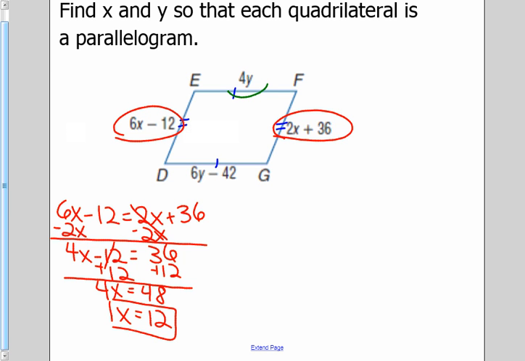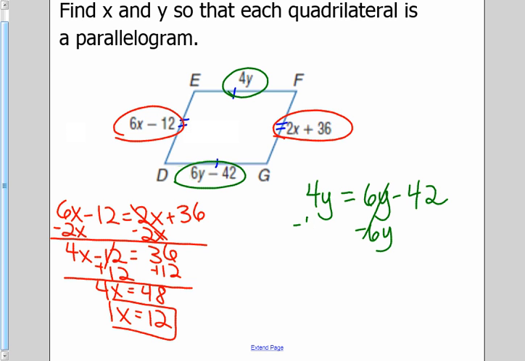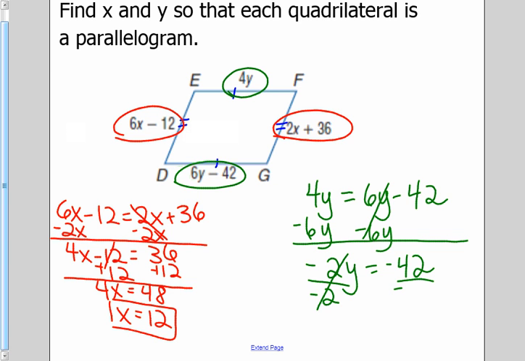Okay, then I'm going to solve for y here. Again, opposite sides are congruent, so we can set them equal to each other. Okay, so I would subtract 6y to both sides. We get negative 2y equals negative 42. Divide by negative 2. Y equals 21.